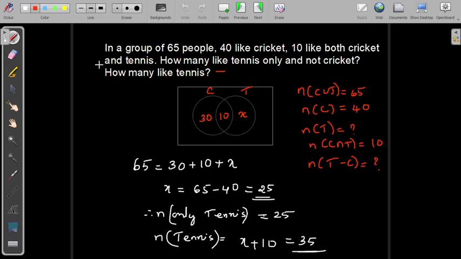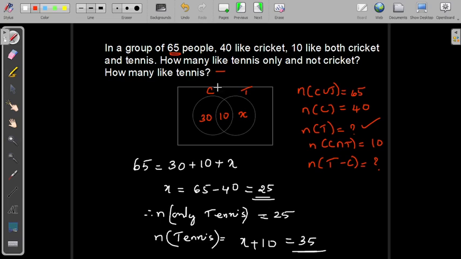So one more problem, this is the last problem. In a group of 65 people, 40 like cricket, 10 like both cricket and tennis. How many like tennis only and not cricket? How many like tennis? So this is the question. Look into the question. In a group of 65 people, there are 65 people. Now 40 like cricket, N of C equal to 40. 10 like both cricket and tennis, N of C intersection T equal to 10. Both means it is intersection. How many like tennis? N of T equal to how much? This value we have to calculate.